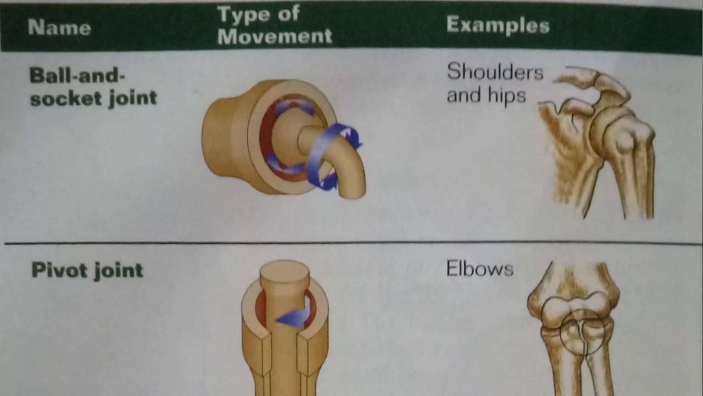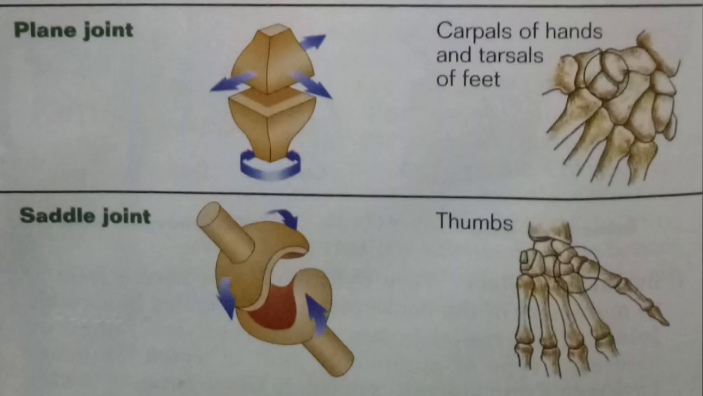Another type of freely movable joint, the gliding joint. Such joints are present in the carpals of the hands and tarsals of the feet. Another kind of joint is the saddle joint. Such a joint is present in our thumb region.